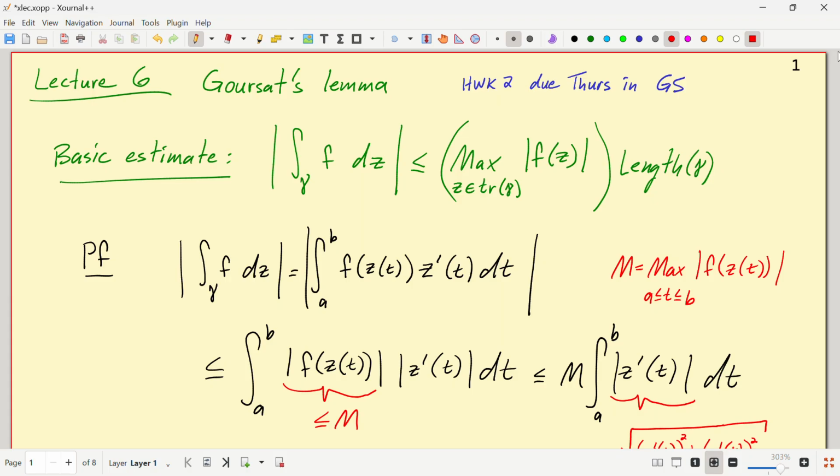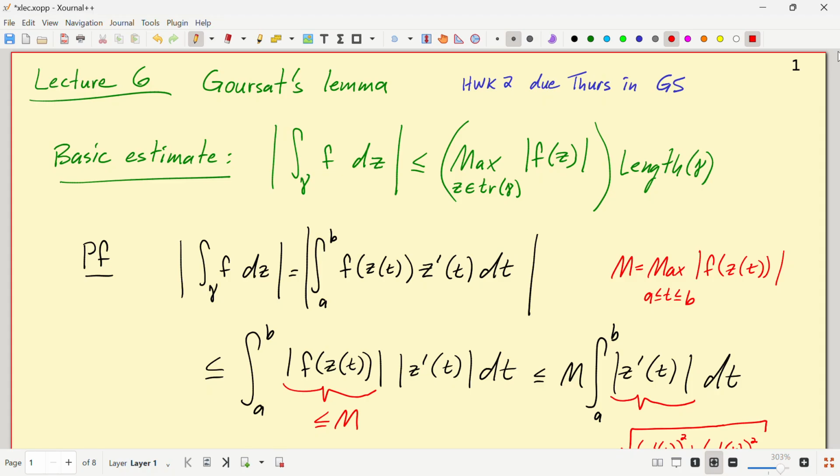Let's see, at the end of last hour, I mentioned this basic estimate. It's a second kind of basic estimate for integrals. This is the complex version of the integral of a complex function along a curve, dz. That's a complex number, and the basic estimate is the modulus of that complex number is less than or equal to the max of the modulus of f along the curve times the length of the curve. And that's the actual length in R2. And the proof is simple.